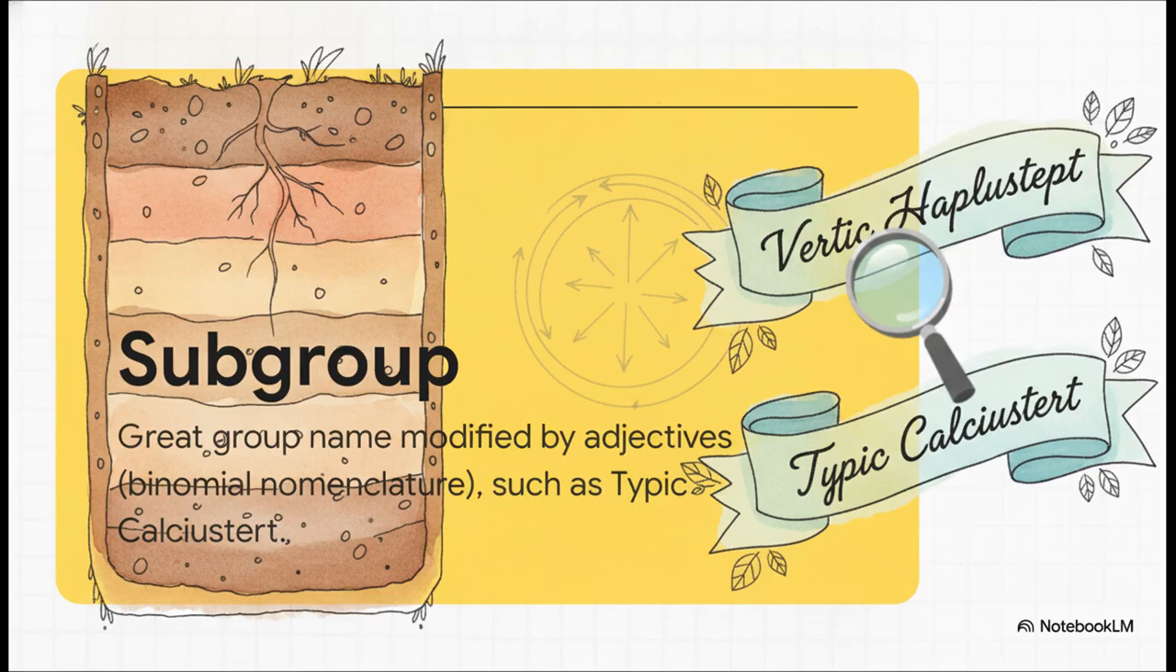Next up, the fourth category is the subgroup. A subgroup name is pretty straightforward. It consists simply of the name of the great group, but modified by one or more adjectives. Because of this 2-part naming style, it's known as a binomial nomenclature. Really good examples of this include vertic haplostept and typic calciestert.